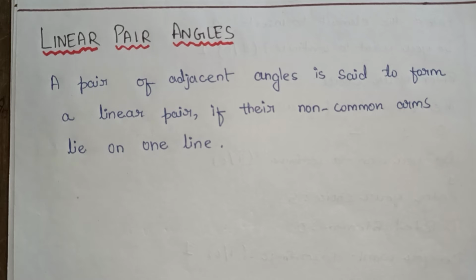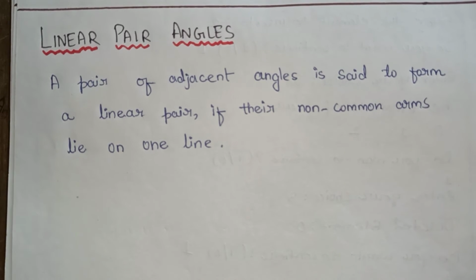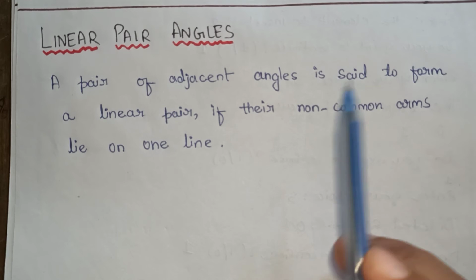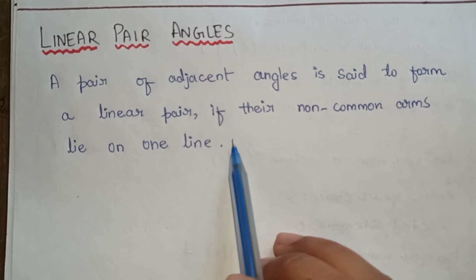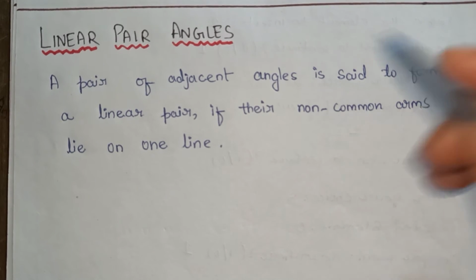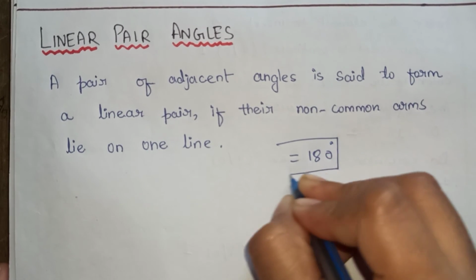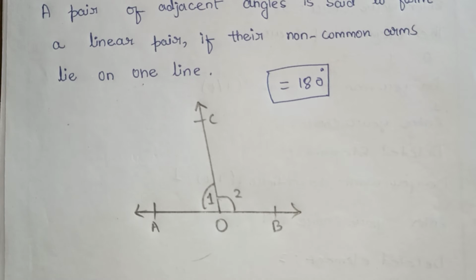Now let us look into the next type, linear pair of angles. A pair of adjacent angles is said to form a linear pair if their non-common arms lie on one line, and also the sum of the measure of the linear pair angles is 180 degrees. Okay, so let us see in the diagram. So this is a diagram.